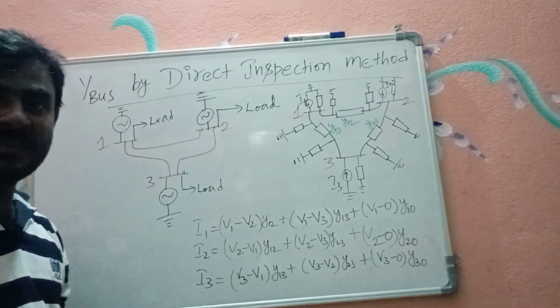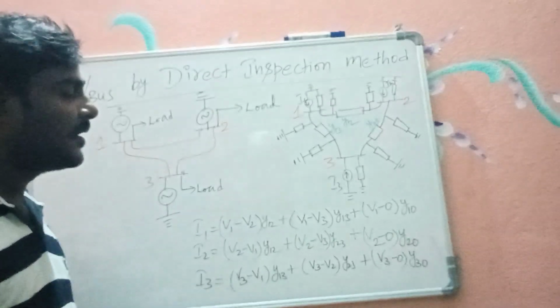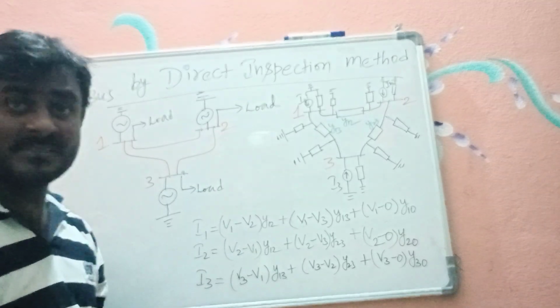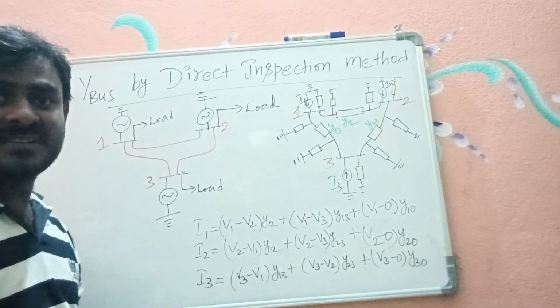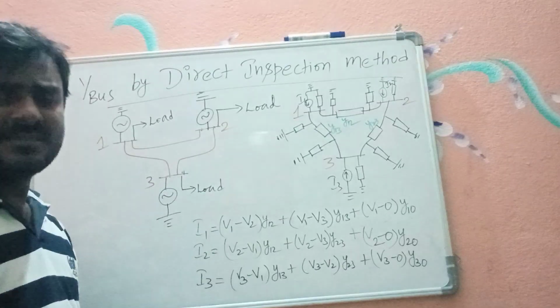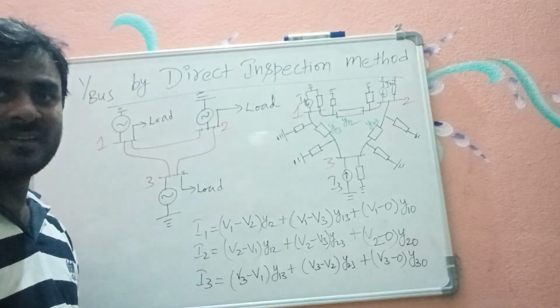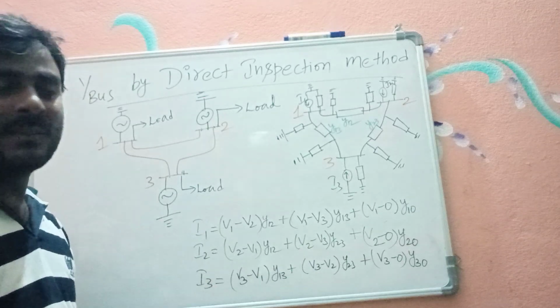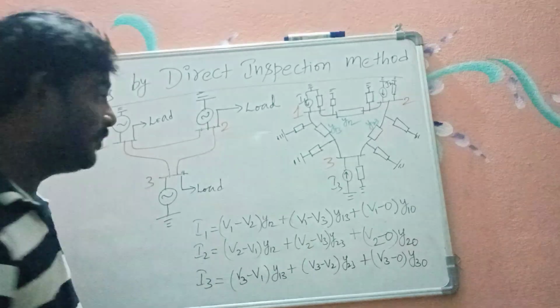So Y-bus is nothing but the bus admittance matrix. We can obtain this Y-bus matrix by the direct inspection method in an easy way, if you have the knowledge of KCL. KCL means Kirchhoff's current law.